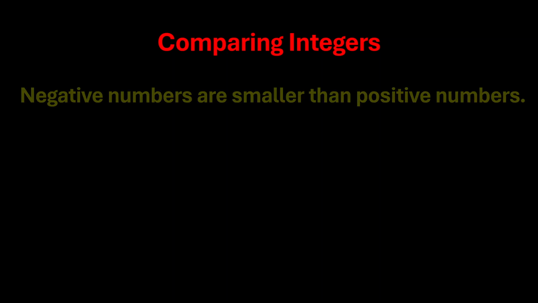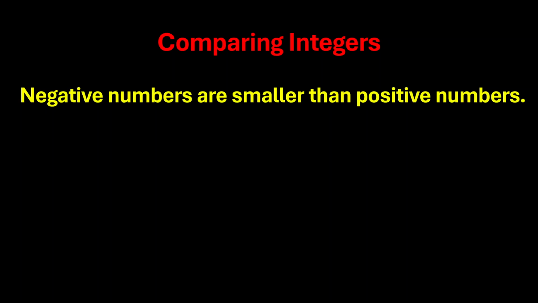Now comparing integers. Integers are negative and positive numbers, of course, natural numbers and negative numbers. So negative numbers are smaller than positive numbers. Always positive numbers are greater than negative numbers.